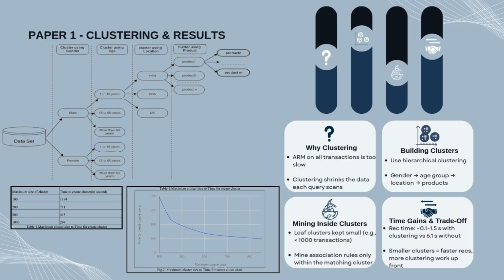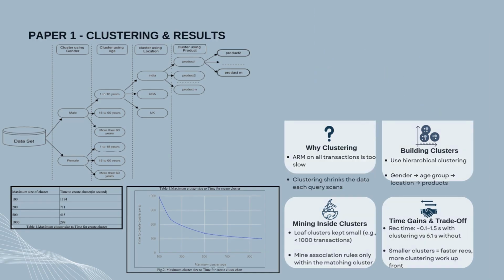In their experiment with 10,000 transactions, the timing charts show recommendation times dropping, as shown in the diagram. So, they trade some extra pre-processing for much faster recommendations, which makes an ARM-based recommender actually usable in near real time.